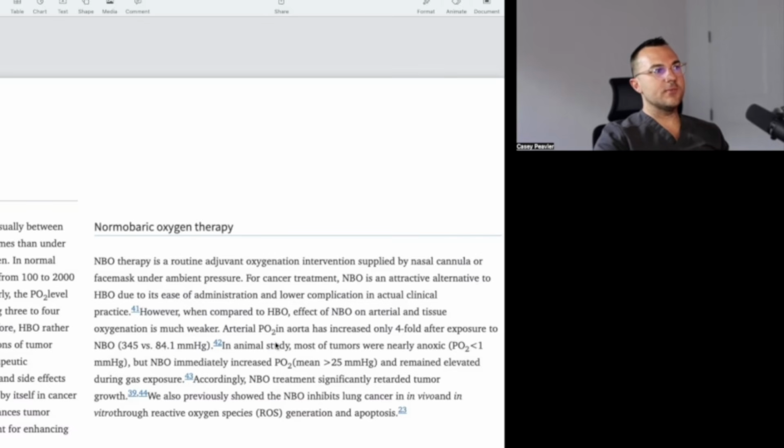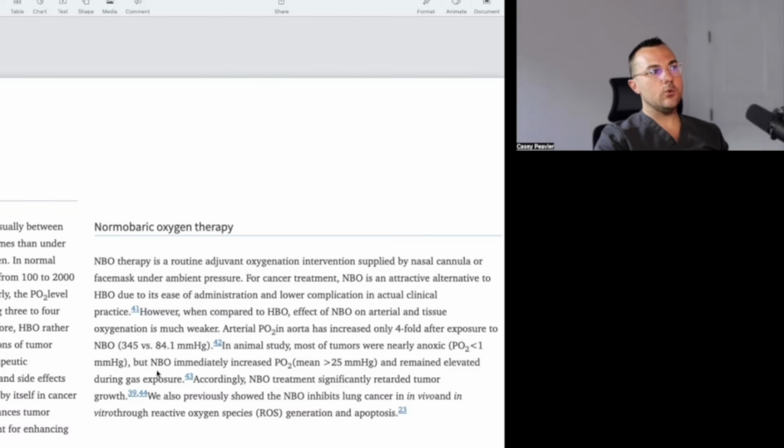So just a couple of things. We're going to look specifically at the amount of oxygen delivery potential by both hyperbaric and normobaric oxygen in the next slide. But I wanted to highlight this. They're saying that in animal studies, most of the tumors were nearly anoxic, less than 1 millimeter of mercury. What I've seen is that's the case in the most hypoxic regions, not the actual entire tumor itself. The actual average tumor oxygen level for most tumors is about 10 millimeters of mercury. Some are less, some are slightly more. And then the hypoxic regions can be nearly 1 millimeter of mercury or less than that.